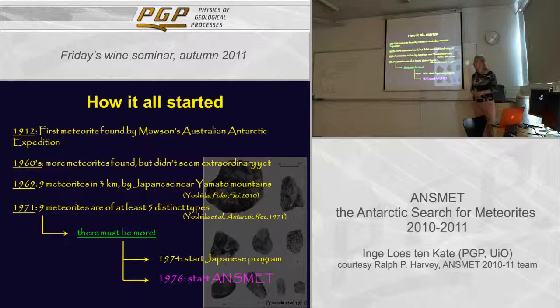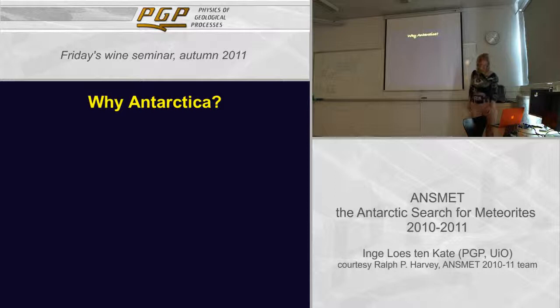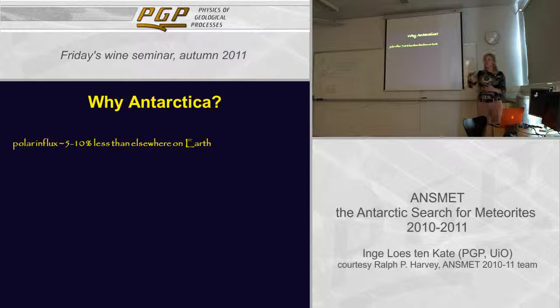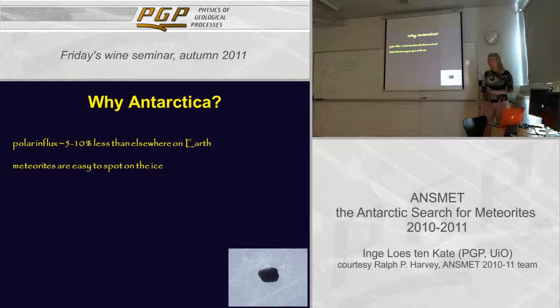So why would you go to Antarctica to look for meteorites? Actually, the polar influx, so the amount of meteorites that are falling on the North Pole or South Pole, is actually 5 to 10% less than what you see on the rest of the Earth, so it would not be the most logical place. But Antarctica does have a couple of advantages for searching for meteorites. First of all, they're extremely easy to spot on the ice. I mean, the ice is white and the meteorites are black.